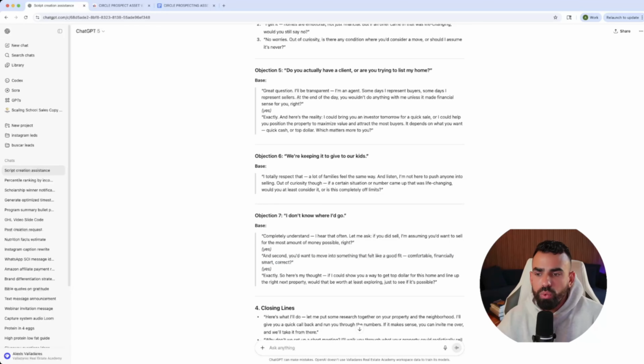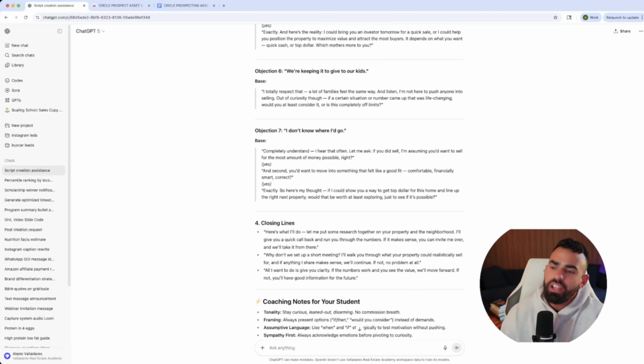If I could show you a way, and I don't want to guarantee you anything, but I'm just speaking hypothetically, if I could show you a way to get top dollar for this home and line up the right next property, would that be worth at least exploring just to see if it's possible? Very, very good language. Here are the closing lines.